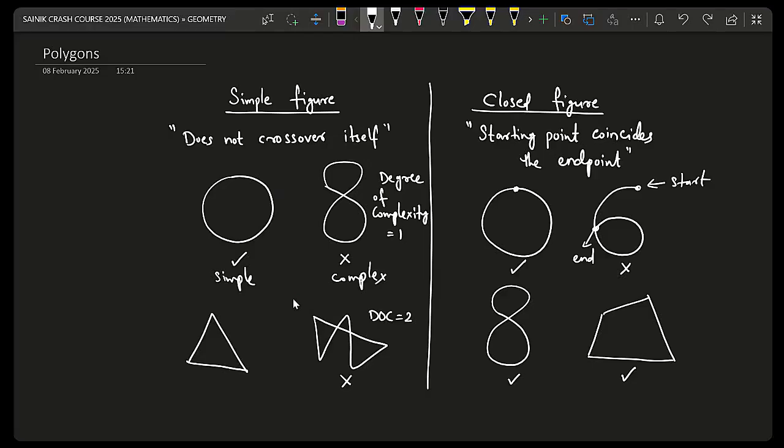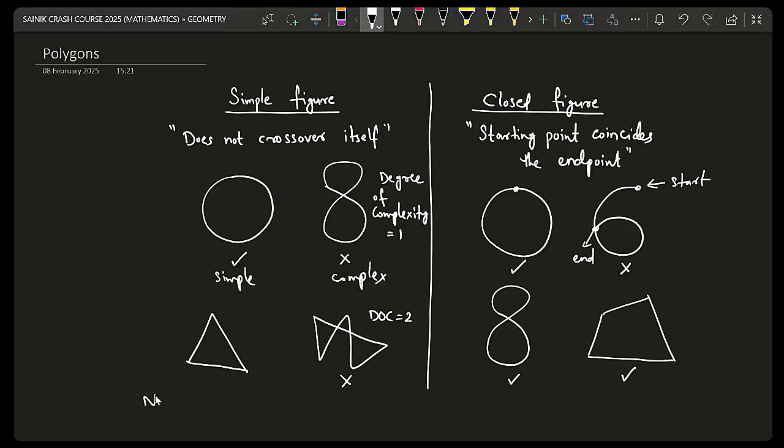Suppose, let's take this figure. Can you see this figure? Yes, sir. Star. How many times is it crossing over itself? Sir, 5 times. So the degree of complexity is 5. You understand? Why are we calling that the degree of complexity? That is a definition. The number of times a figure crosses over itself is called its degree of complexity.